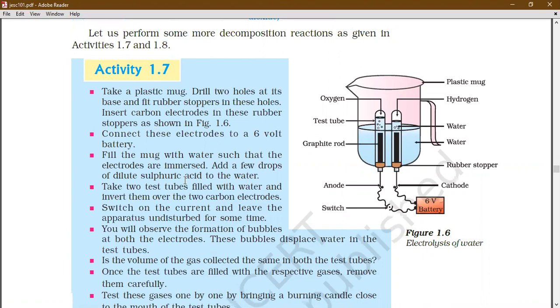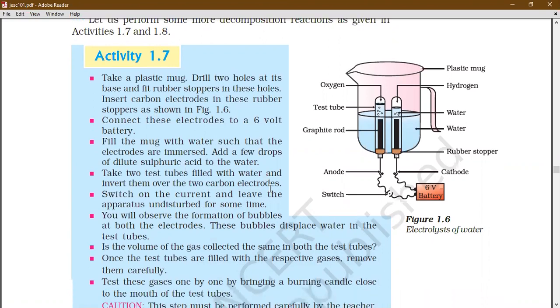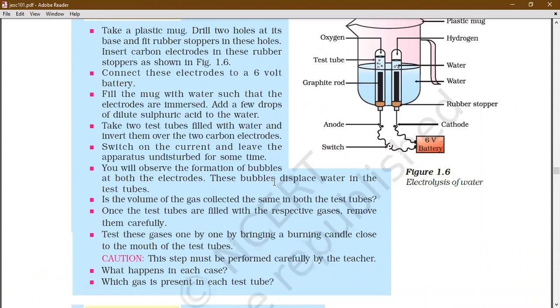Fill the mug with water such that the electrodes are immersed. Add a few drops of dilute sulfuric acid to the water. Take 2 test tubes filled with water and invert them over the 2 carbon electrodes. Switch on the current and leave the apparatus undisturbed for some time. You will observe the formation of bubbles at both the electrodes. These bubbles displace water in the test tubes.